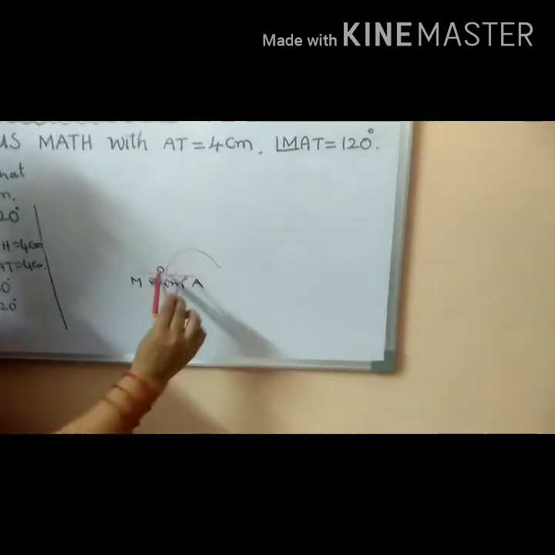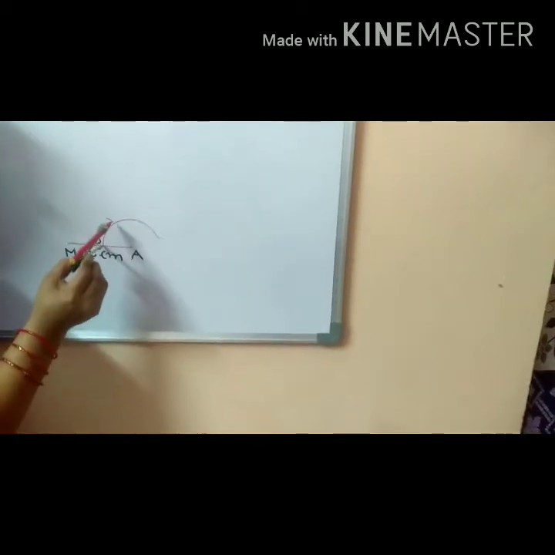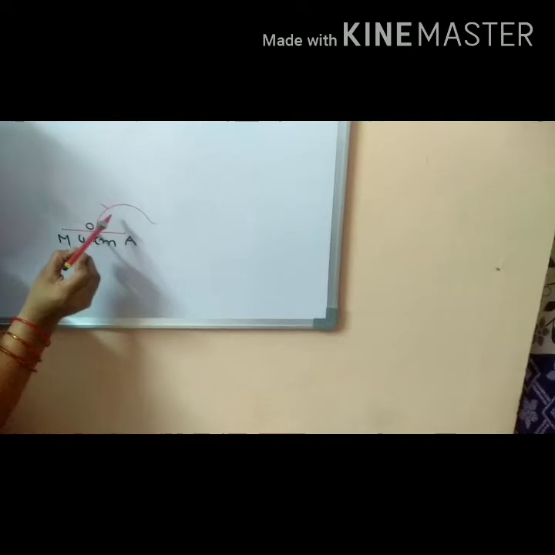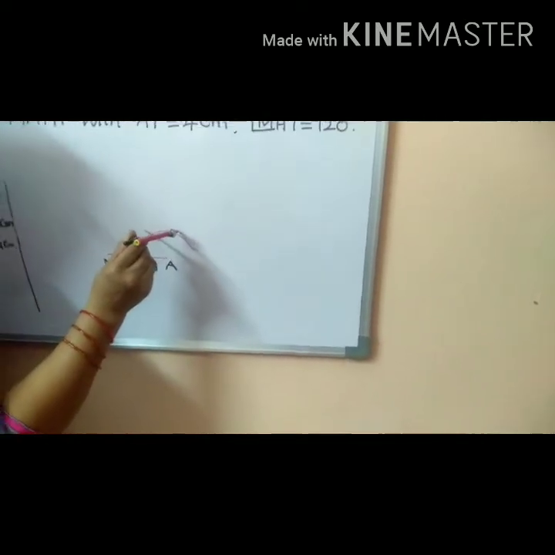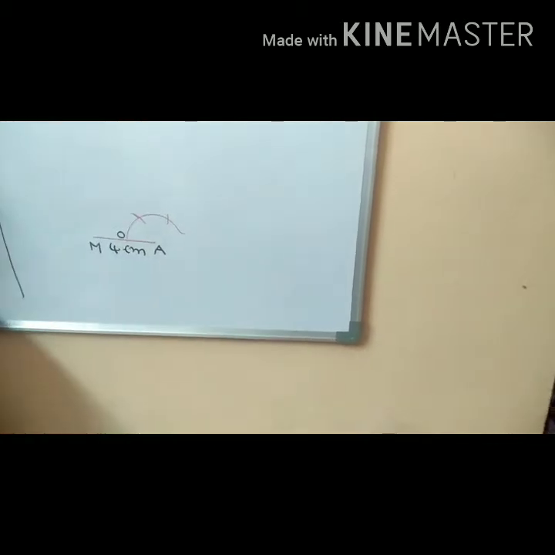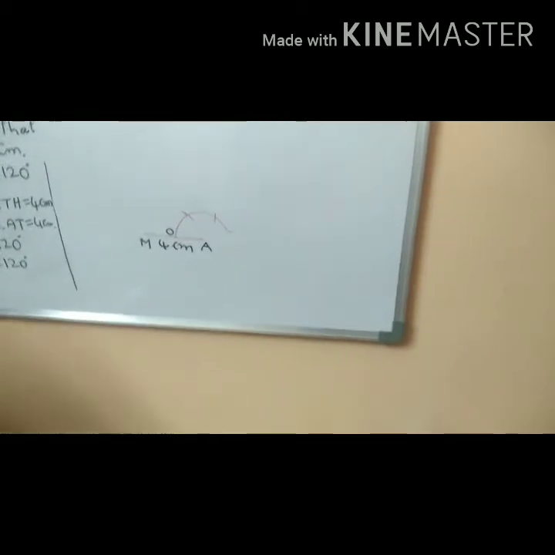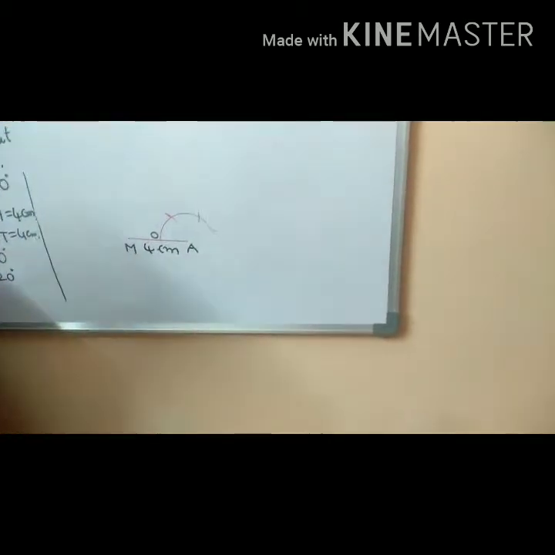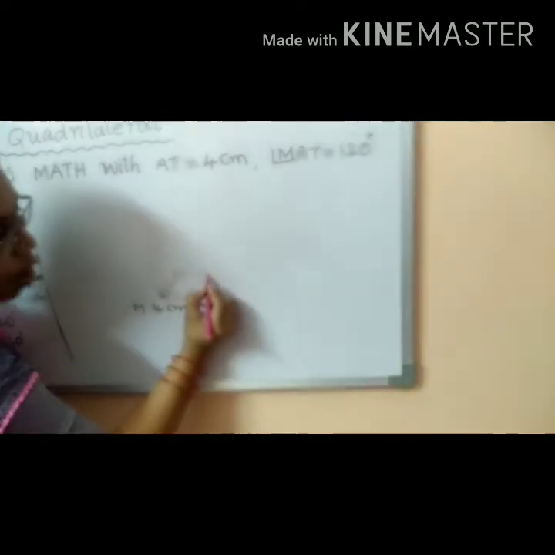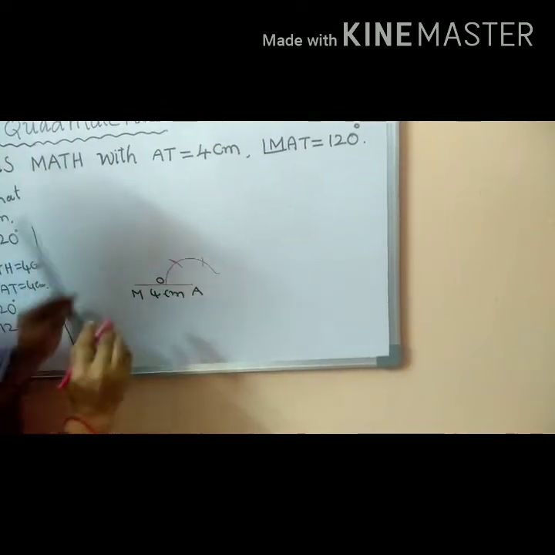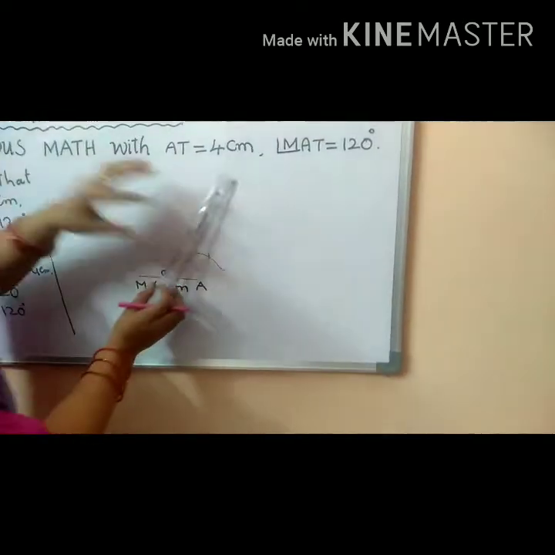Next, with the same radius and center O, draw one arc and cut the arc. Again, with that arc as center, draw another arc. Next, observe that the two arcs intersect at one point. Through that point, draw the ray.